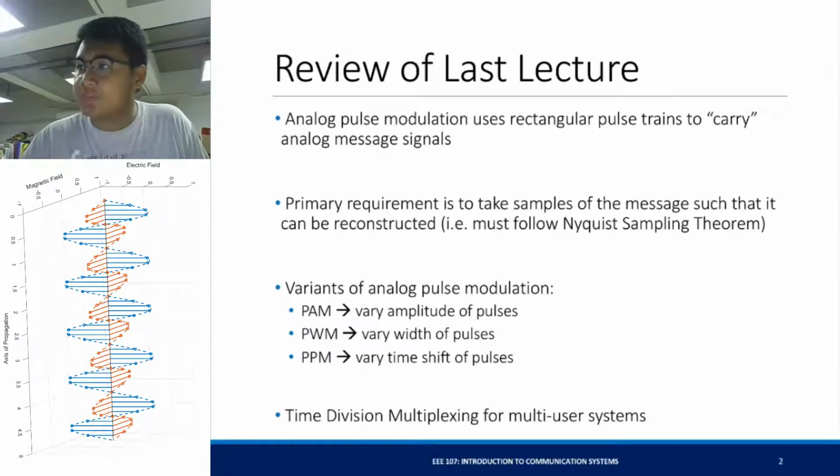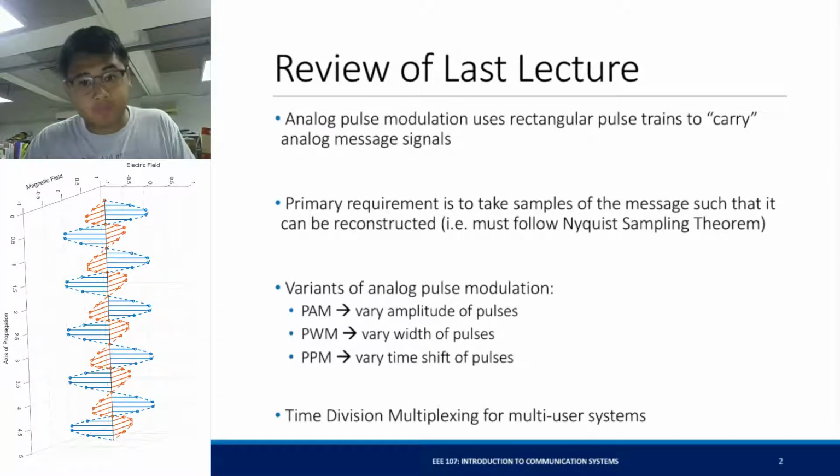So just a review of the previous lecture, I introduced to you the different types of analog pulse modulation techniques, namely PAM, PWM, and PPM. And I also introduced the time division multiplexing scheme that is in conjunction with these pulse modulation schemes. When we talk about frequency division multiplexing, we're talking about the use of analog modulation, or continuous wave modulation rather. If we have pulse modulation, we use time division multiplexing for users to be able to transmit in the same channel without interfering with each other.